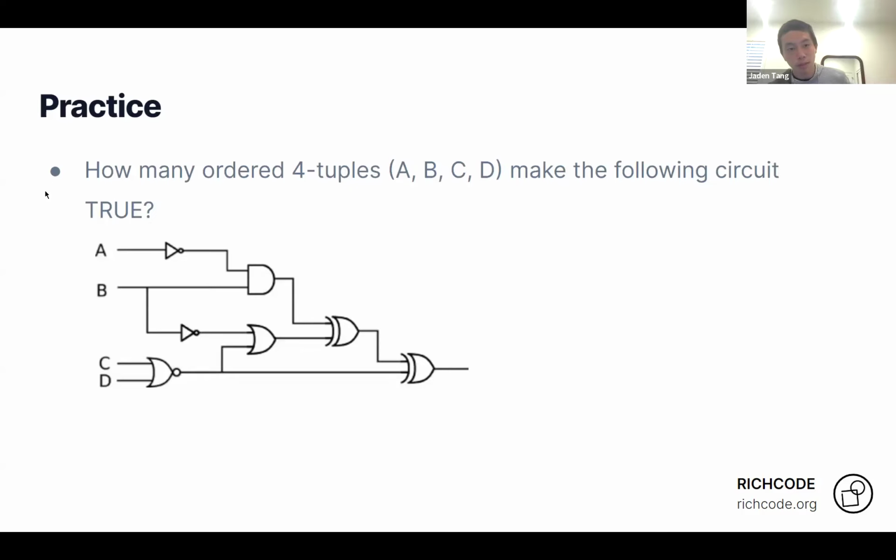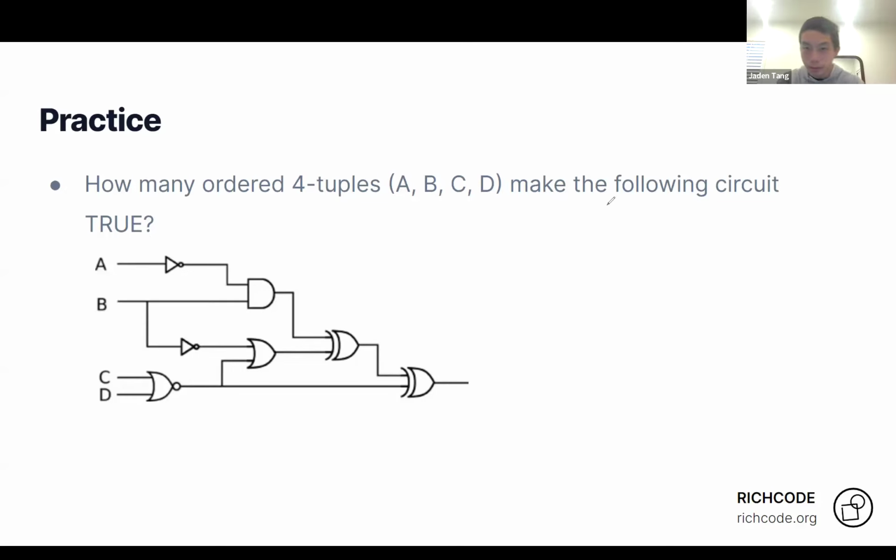A bit more difficult problem. So we have A, B, C, D, and we need to see how many A, B, C, D tuples return true. And so this is not, this is and, this is not, nor, nor. So please try this as well.